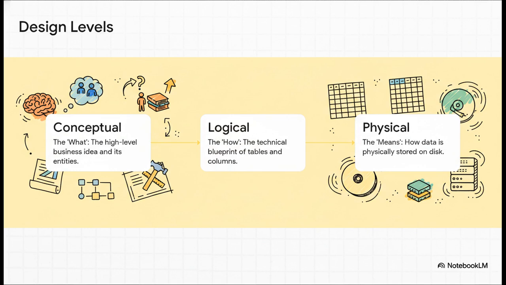We start at the conceptual level. This is the big idea. What are we trying to keep track of? Students and courses, simple. Then we move to the logical level. This is the detailed blueprint. Here we decide how we'll organize it, say with tables and columns. And finally, we get to the physical level, the nitty-gritty construction details. How is this actually going to be stored on a hard drive for the best possible performance?